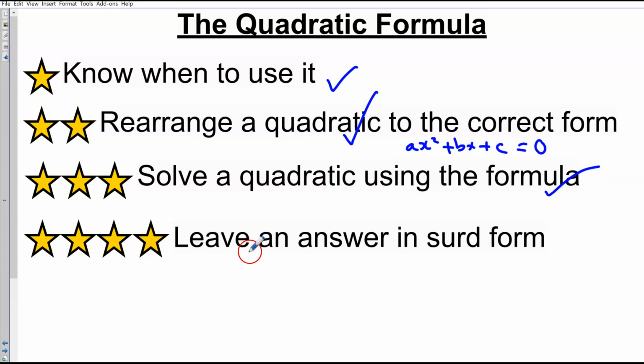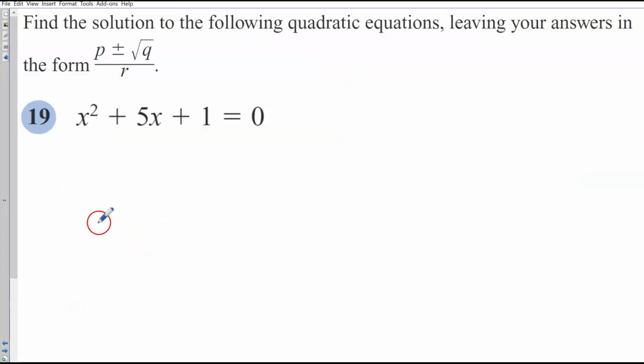So what about this last one? Leaving an answer in surd form. What does that look like? Well, the question would typically be phrased like this. Leave your answer in this form, which just means solve it with our calculator.